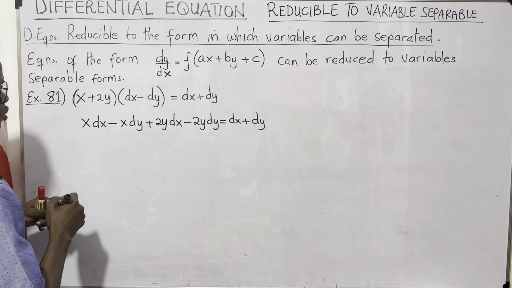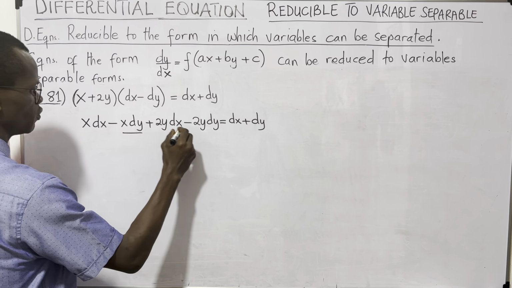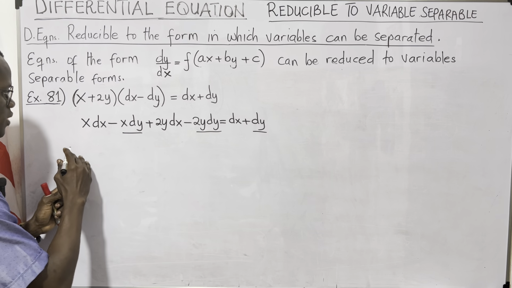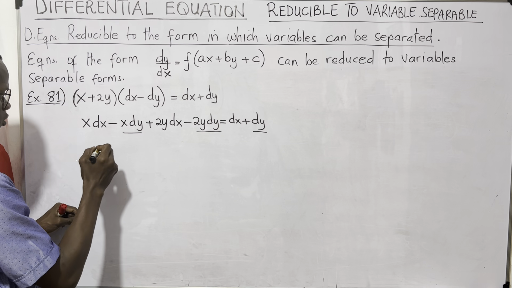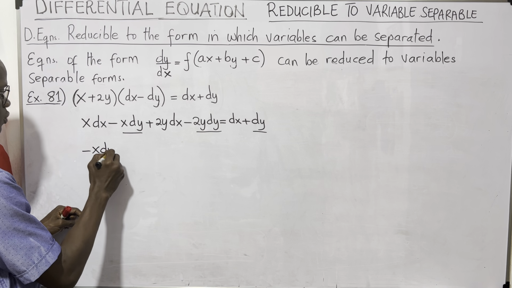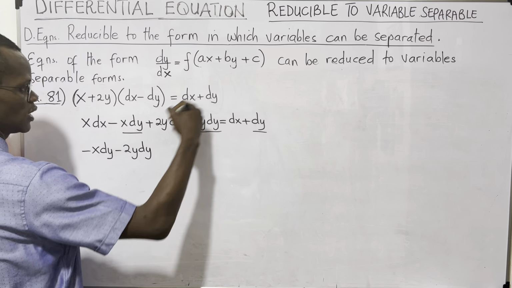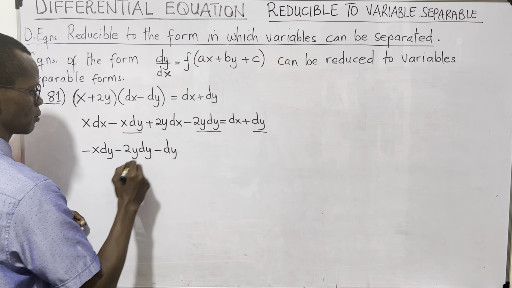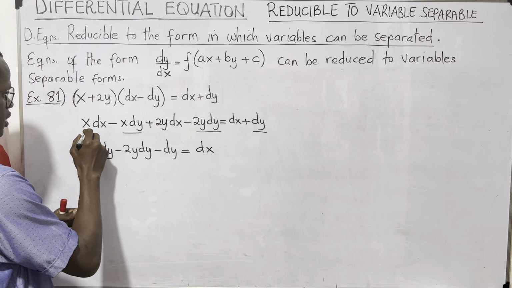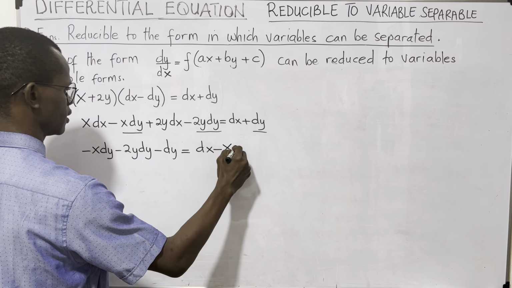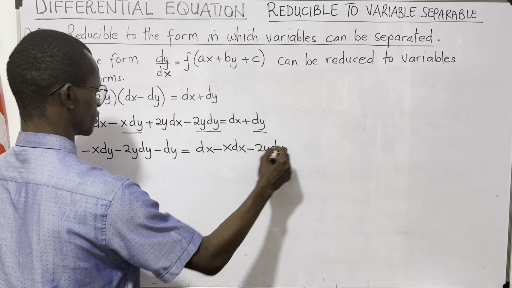So what next do we need to do? We group all of the terms with dy on one side of the equation. These are the terms with dy. We group them on the left-hand side since we want to have dy by dx. So it's minus x dy minus 2y dy, and then we send this one across, it becomes minus dy, all equals dx. We send this one across, it becomes minus x dx, and this becomes minus 2y dx.